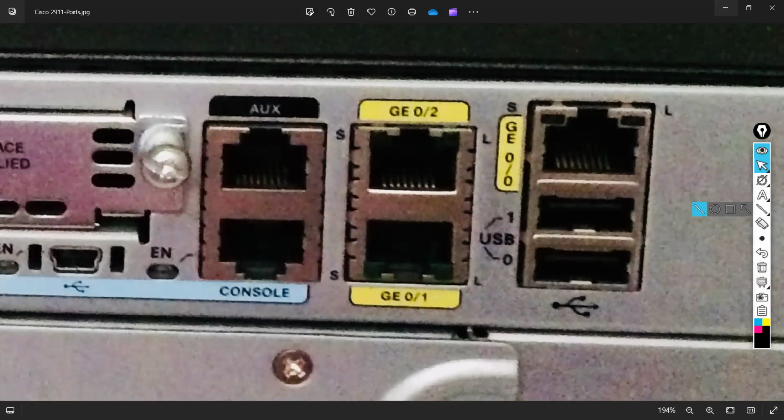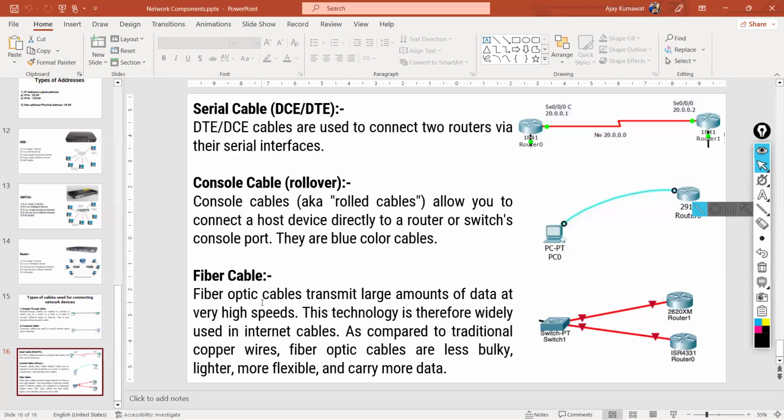Then next we have fiber cable. So what are fiber cables? These are cables that are carrying light signals. They are cables with a glass core. So these can carry the light signals, which will be much faster in speed. We know the speed of light, 3 into 10 raised to power 8 meter per second. That means almost 3 lakh kilometers per second.